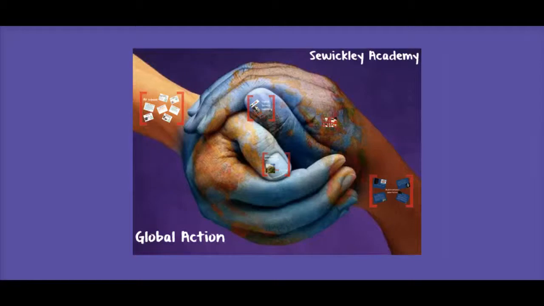Hello, I'd like to talk to you about the requirements of the Global Action Domain of Sewickley Academy's Global Studies program. There are 200 points required for the Global Action Domain, which means that there are approximately 67 hours required for the global certificate. You receive 3 points for every 1 hour of service. How will these hours be accumulated?